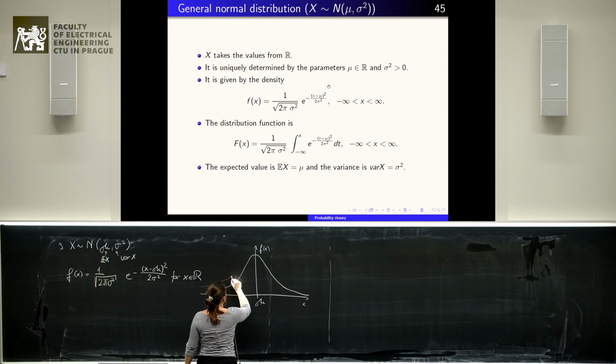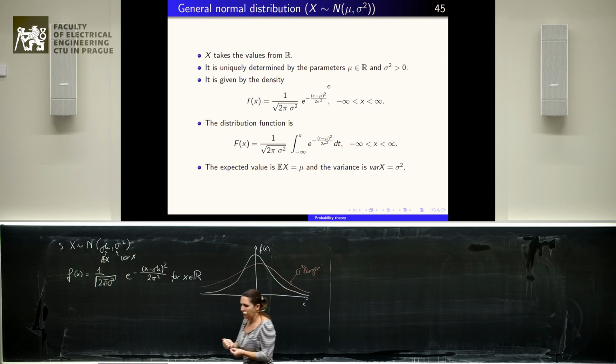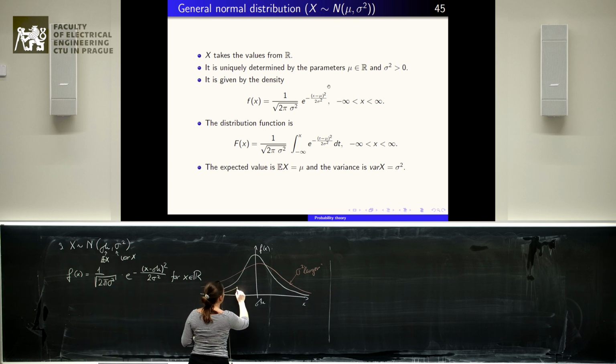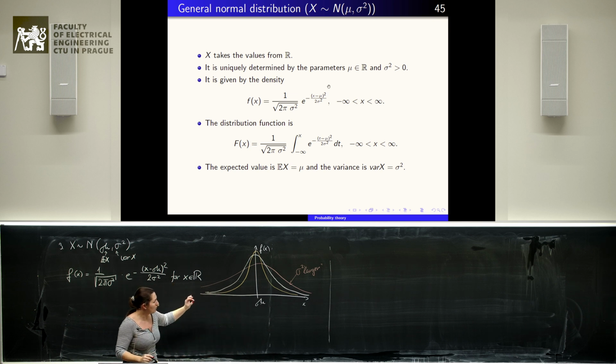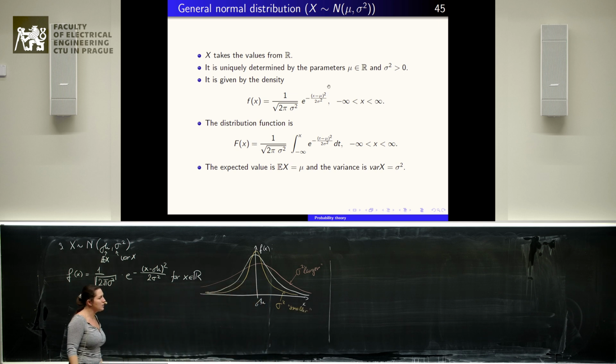So the curve is more flat in the case that the variance, meaning sigma square, is larger. And if the variance is smaller, the curve must be such that the values are concentrated around you, and with smaller probability they are far away from you. So this is the role of sigma square, which is the variance of the random number.